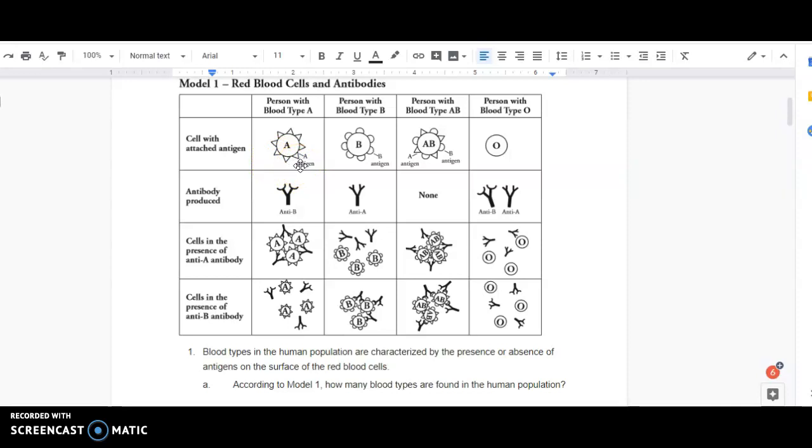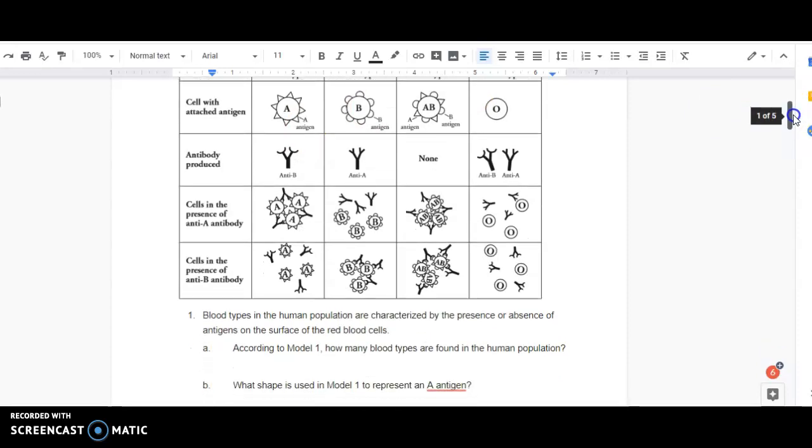It's triangular shaped, and so that's the answer. Don't overthink it, it's quite easy.